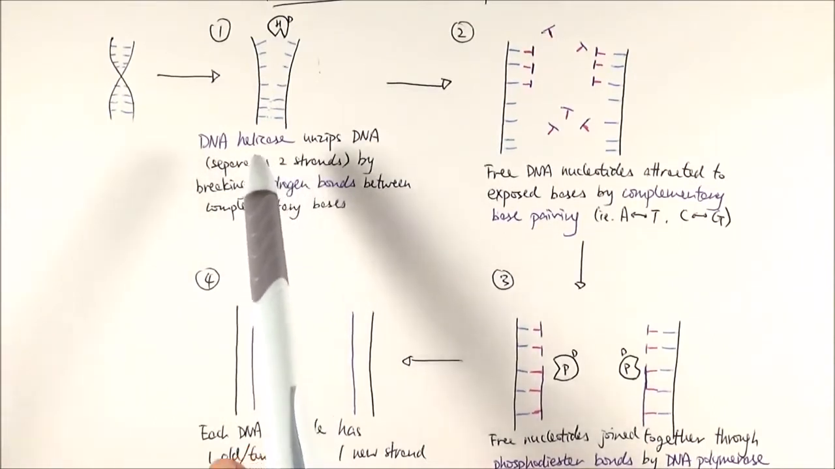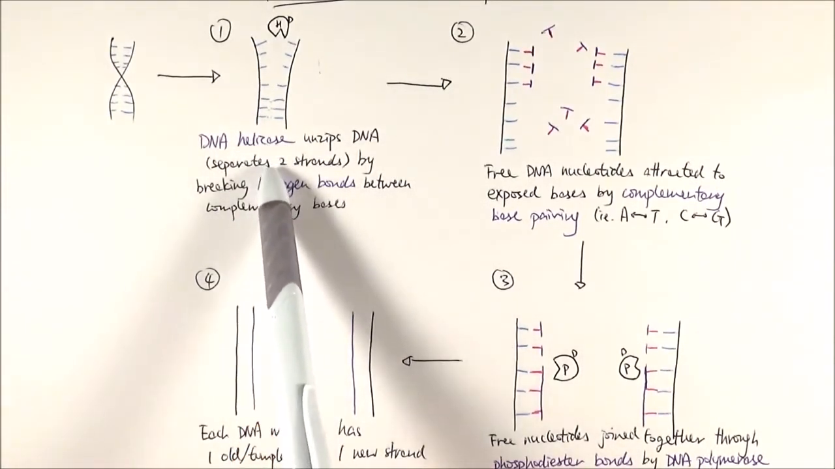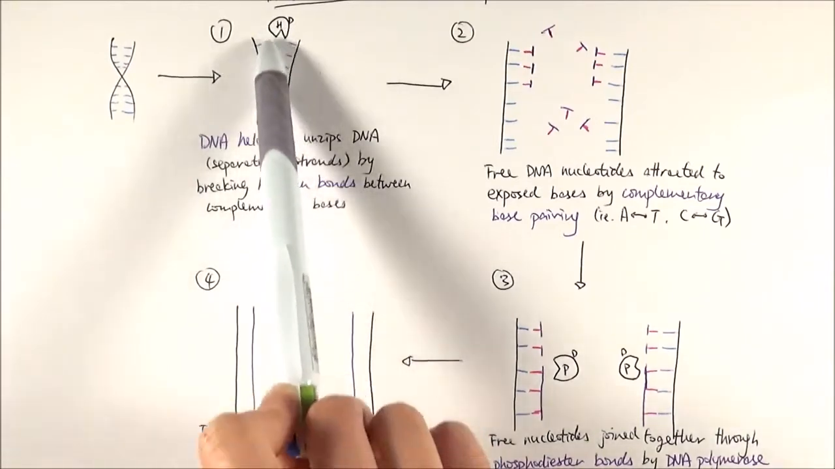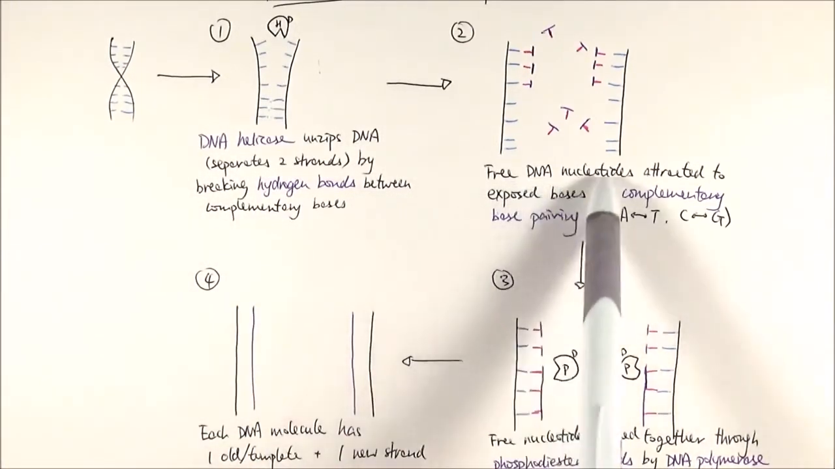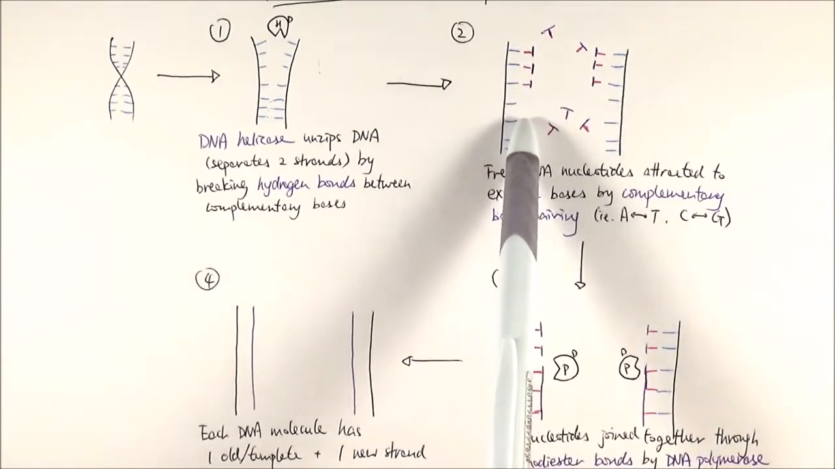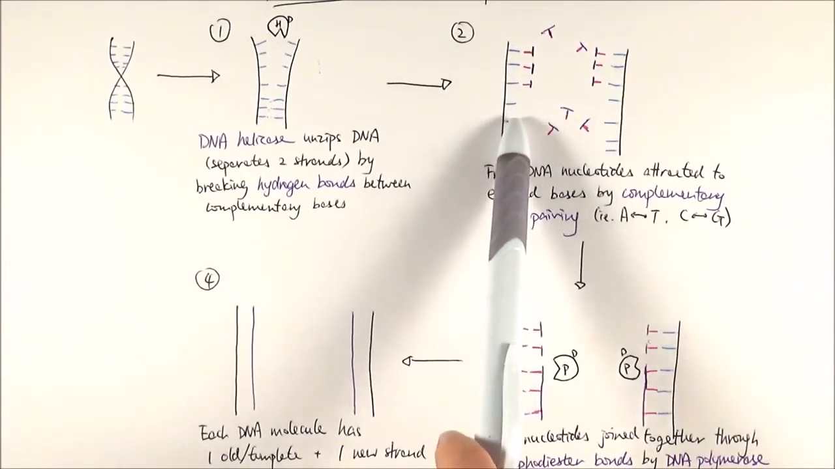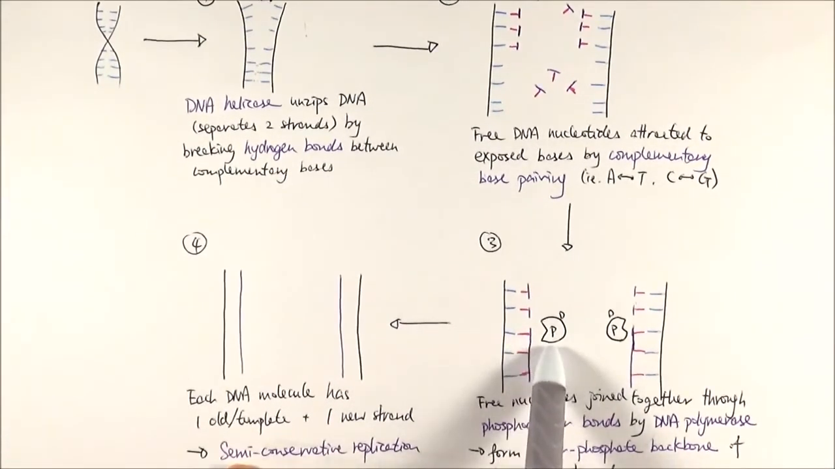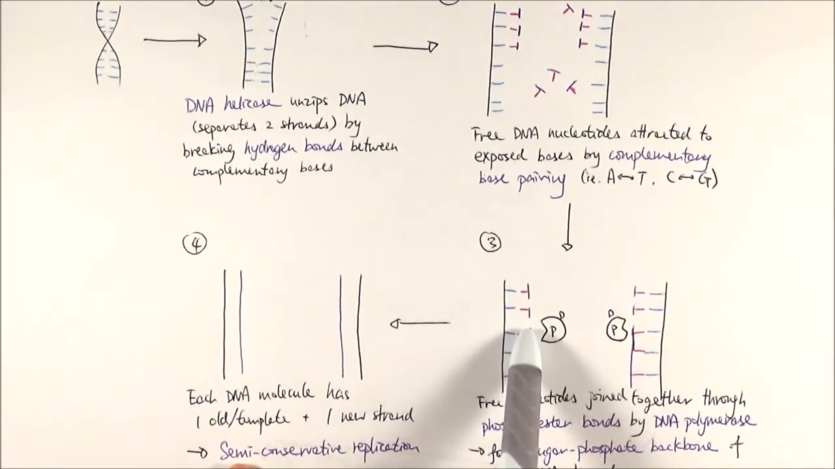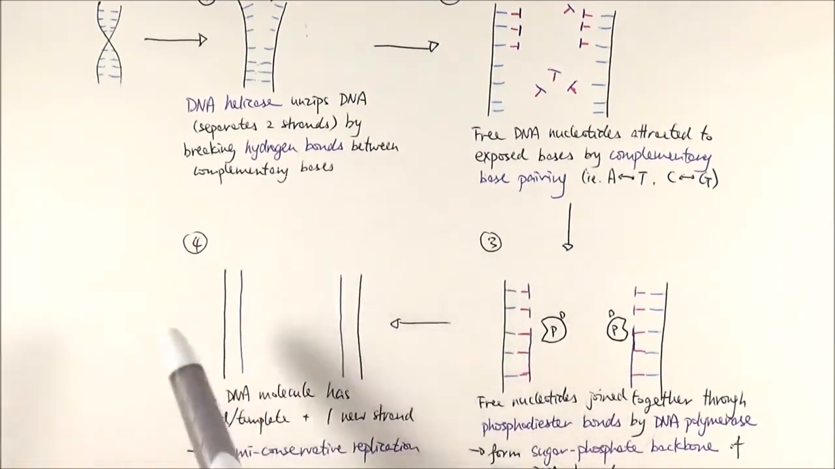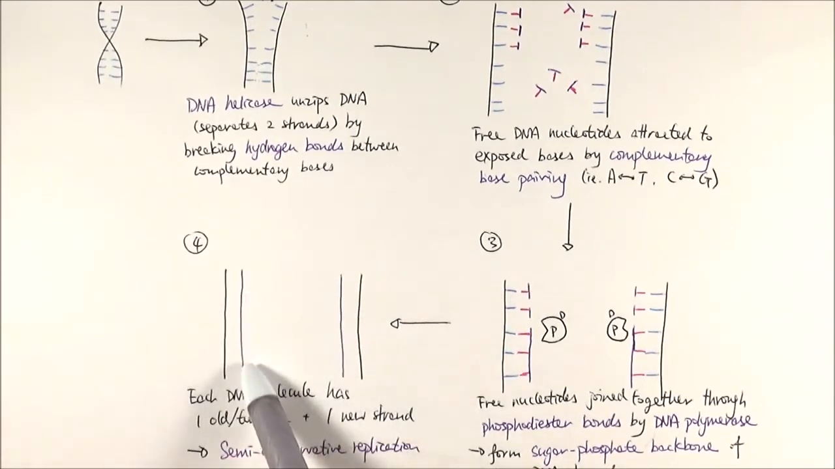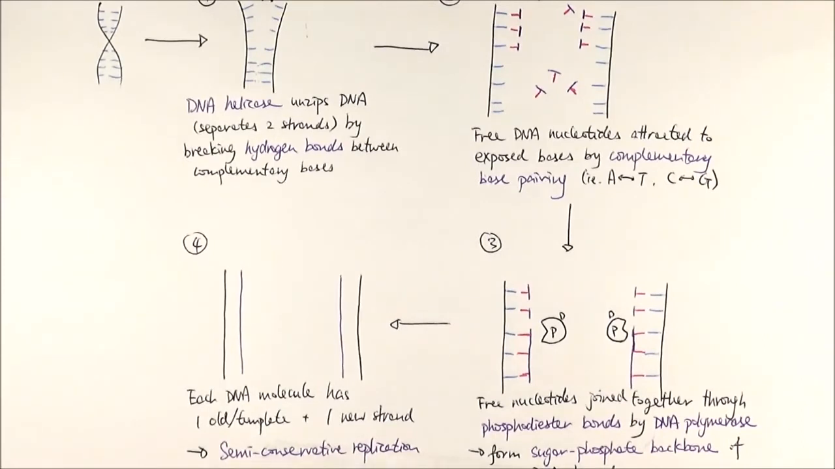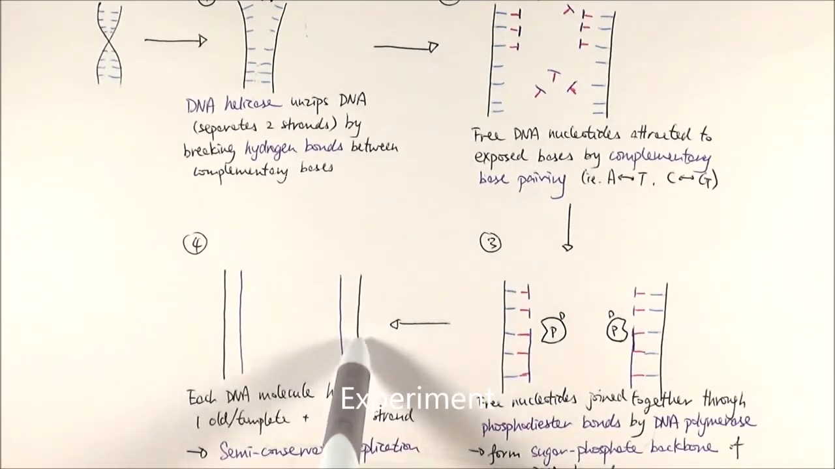Here the DNA molecule unwinds and unzips by DNA helicase, and it does so by breaking the hydrogen bonds between the complementary bases. Then the free DNA nucleotides will be attracted to the exposed bases, and they pair up by complementary base pairing. Then the new nucleotides are joined together by DNA polymerase, forming phosphodiester bonds to make the sugar phosphate backbone. Then you get two molecules, each with one new and one old strand of DNA, meaning that this is semi-conservative replication.